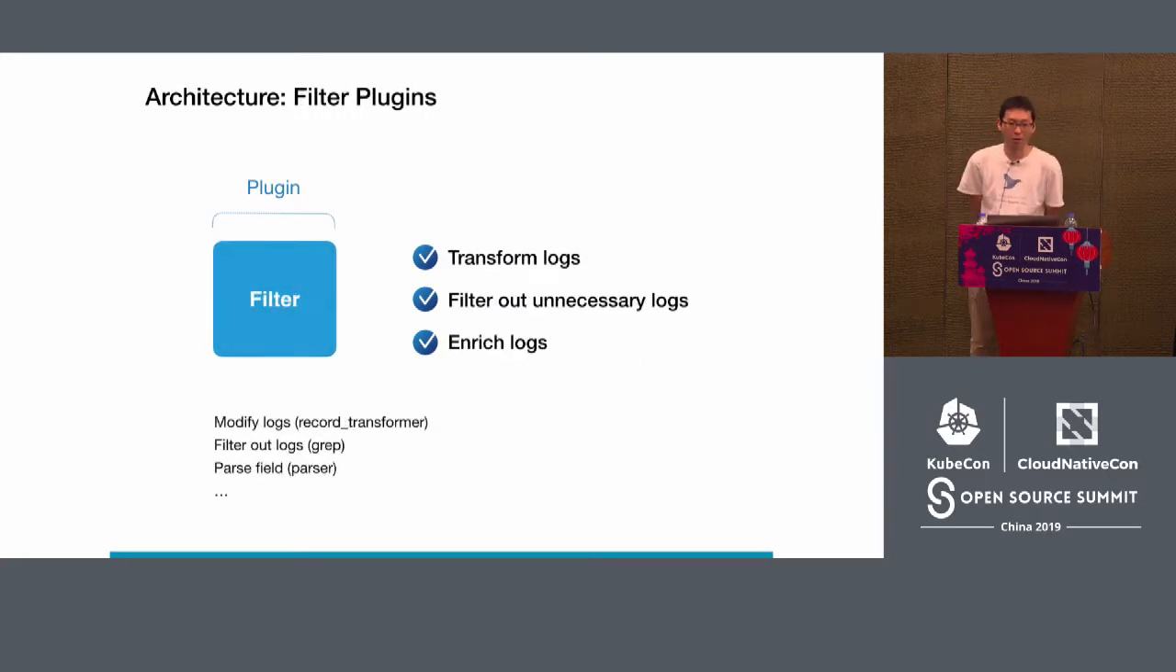Next is the filter plugin. The filter plugin is very simple. It mutates the record or filters out the logs. For example, adding the host name to the event record, or filtering out unnecessary logs with conditions, for example info level or error level. And of course, filter plugins can be chained, so you can apply multiple filters to one data stream.